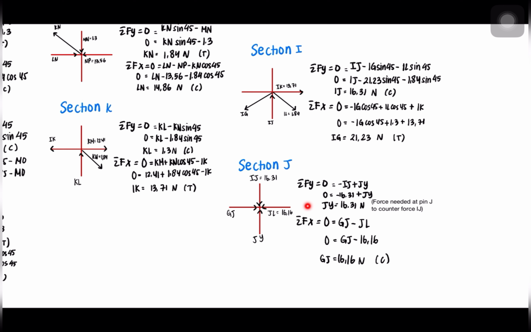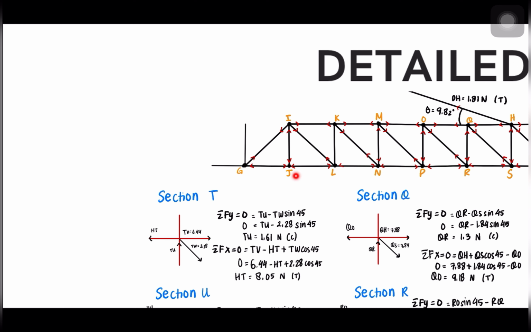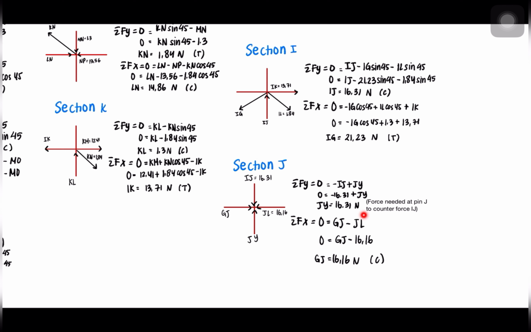So for sigma Fy equals 0, we need to put an additional force since it's a pin. As you can see here, we need to put a reaction force here, and then we can get Gy equals 16.31 Newton. So this is the force needed at pin J to counter the force at IJ.